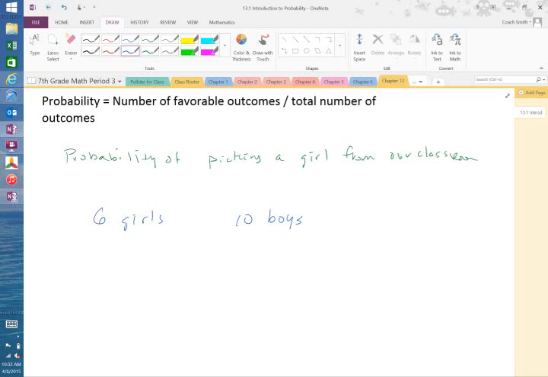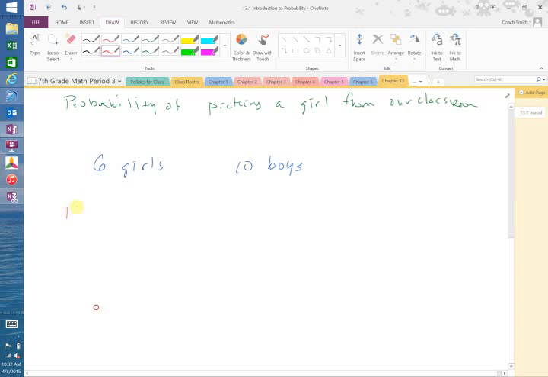So, to figure the probability, this is how they would show it. The probability that you're going to choose a girl, whatever the event is that you want to happen, will be put in parentheses. Obviously, if it's a long description, they're not going to do that. They'll just say event A, or they'll say the probability of A happening. But the probability that we choose a girl is 6 over the total, which is 16. It's the favorable outcomes over the total number of outcomes. There's a total of 16 people in the classroom, so that would be the total possible outcomes. Of those 16, 6 of them are girls.